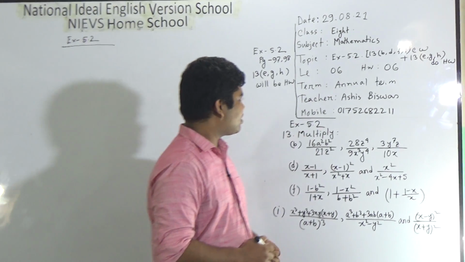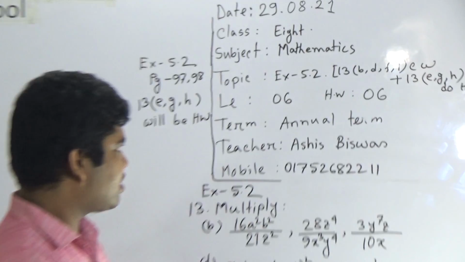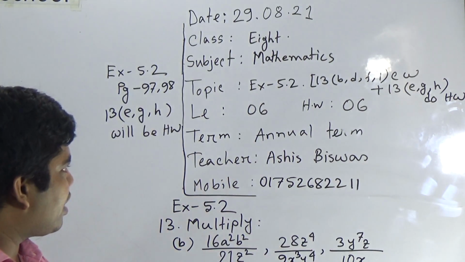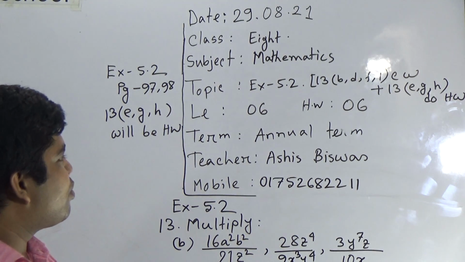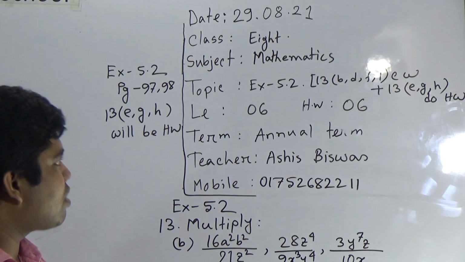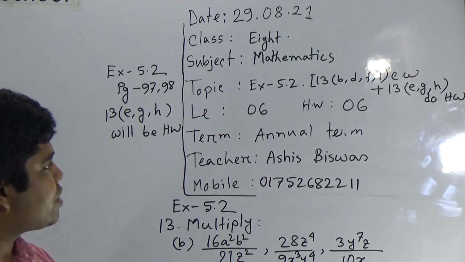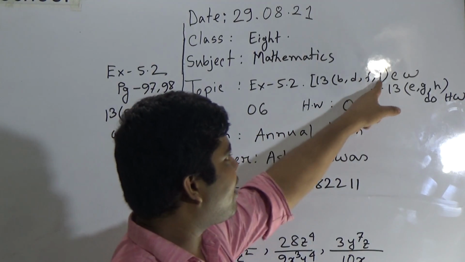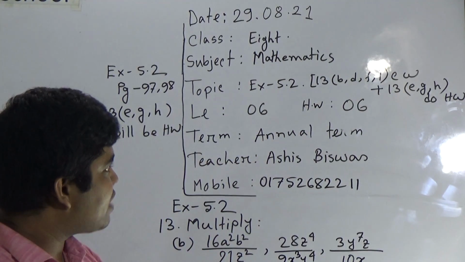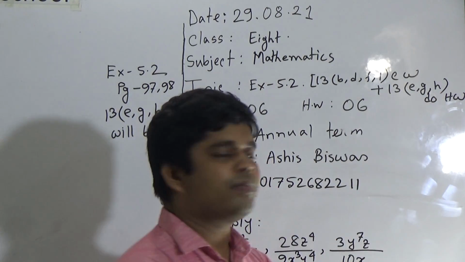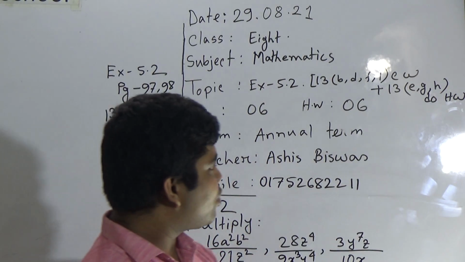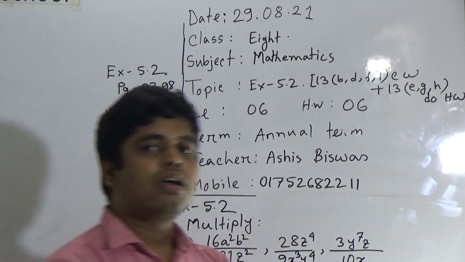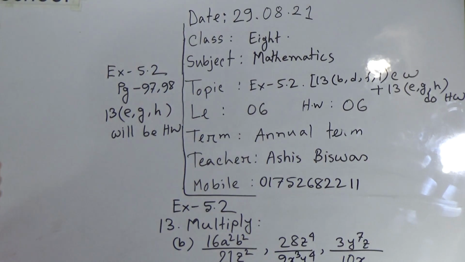Today is lecture number 6 of the annual term examination, and today's SW number will be 6 also. My dear students, our today's topic is exercise 5.2. From exercise 5.2 we shall solve multiplication. Question number 13: from it we shall solve B, D, F and I as your CW, and from the same question E, Z and H will be your SW. I repeat, from question number 13 you will solve E, Z and H as your SW. Okay my dear students, let us start the class.